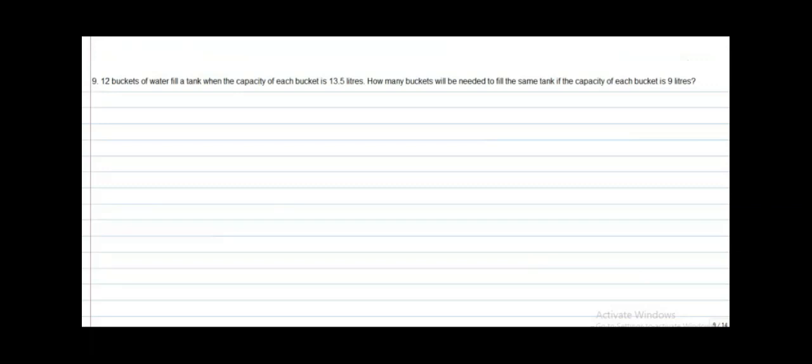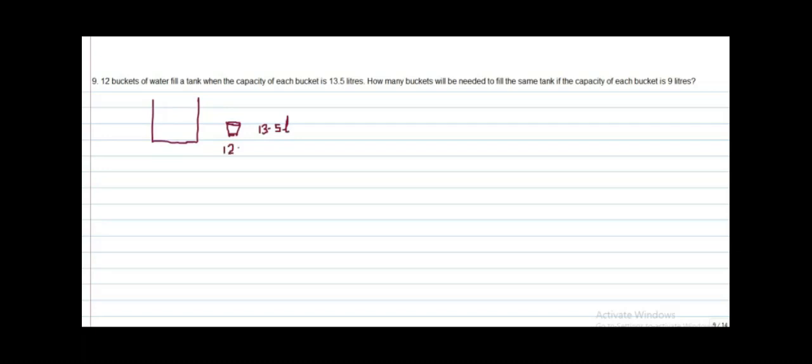12 buckets of water fill a tank when the capacity of each bucket is 13.5 liters. How many buckets will be needed to fill the same tank if the capacity of each bucket is 9 liters? Okay. Here, the capacity of the tank is not given. In the first case, 12 buckets of water is required to fill the tank, where the capacity of the bucket is 13.5 liters.